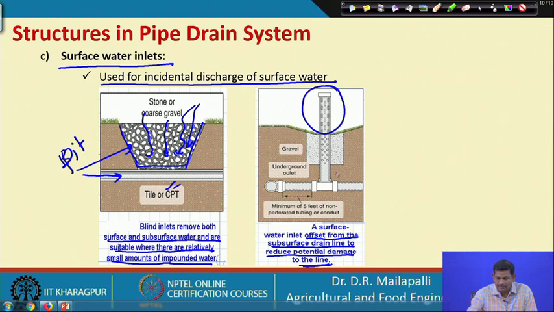So, this will be a little bit away from the main drainage system, and then there is a gravel, okay, and this is the underground outlet. This is a minimum of 5 feet of non-perforated tubing or conduit. Okay. The water which is stored or impounded here will pass through the pores and enter through this, and then it will be removed through the drain pipe.